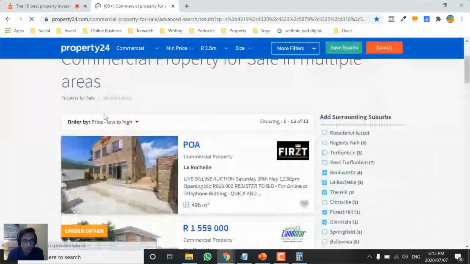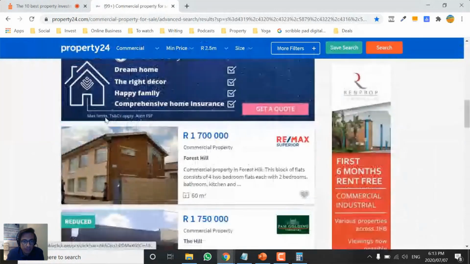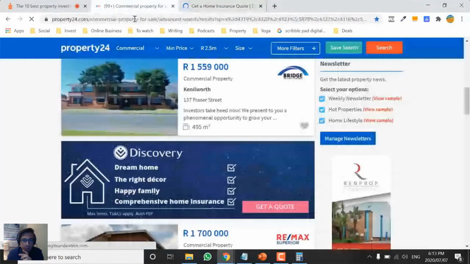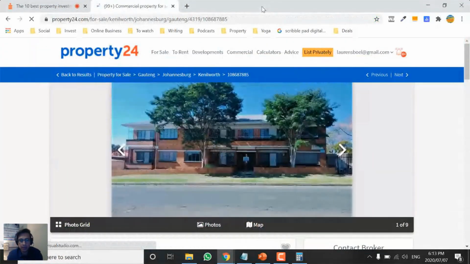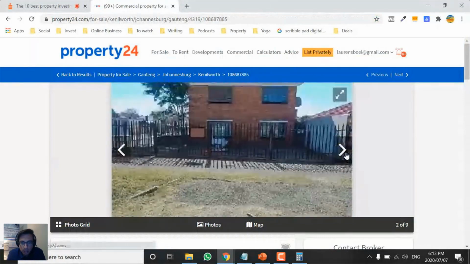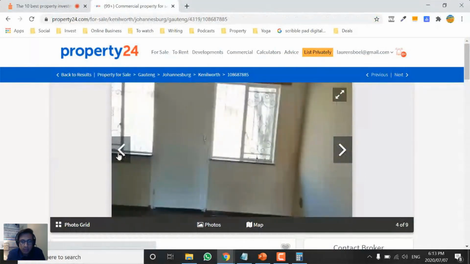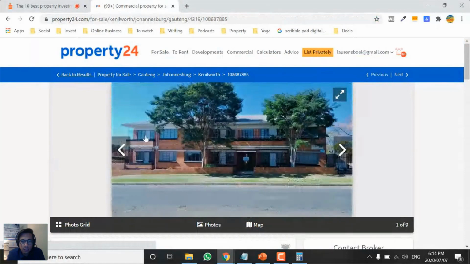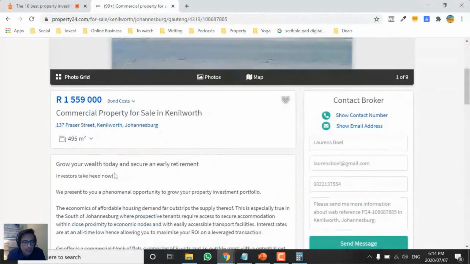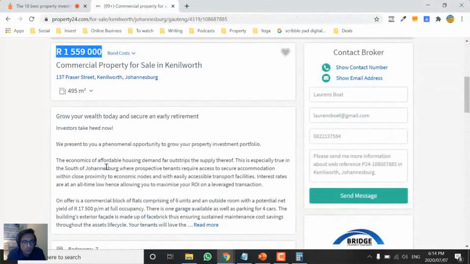So here are a couple of blocks of flats. Let's have a look at this one. Okay. Same principle is going to apply. So we're going to take the rent, annualize it, divided by the asking price. So here you can see it's a block of probably about 6 flats. Let's have a look here. So 1, 2, probably six to 8 flats. That's the asking price of 1.56.